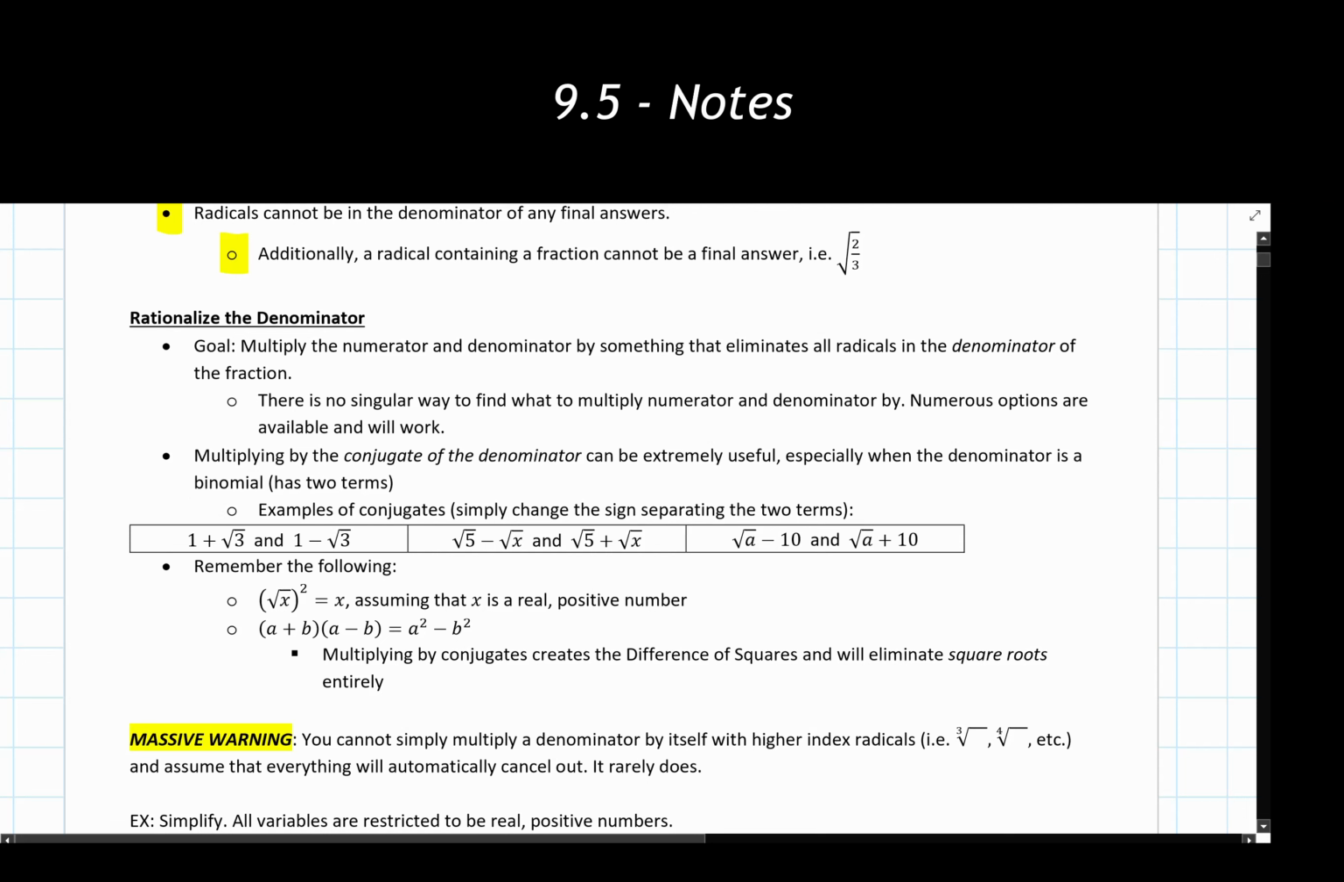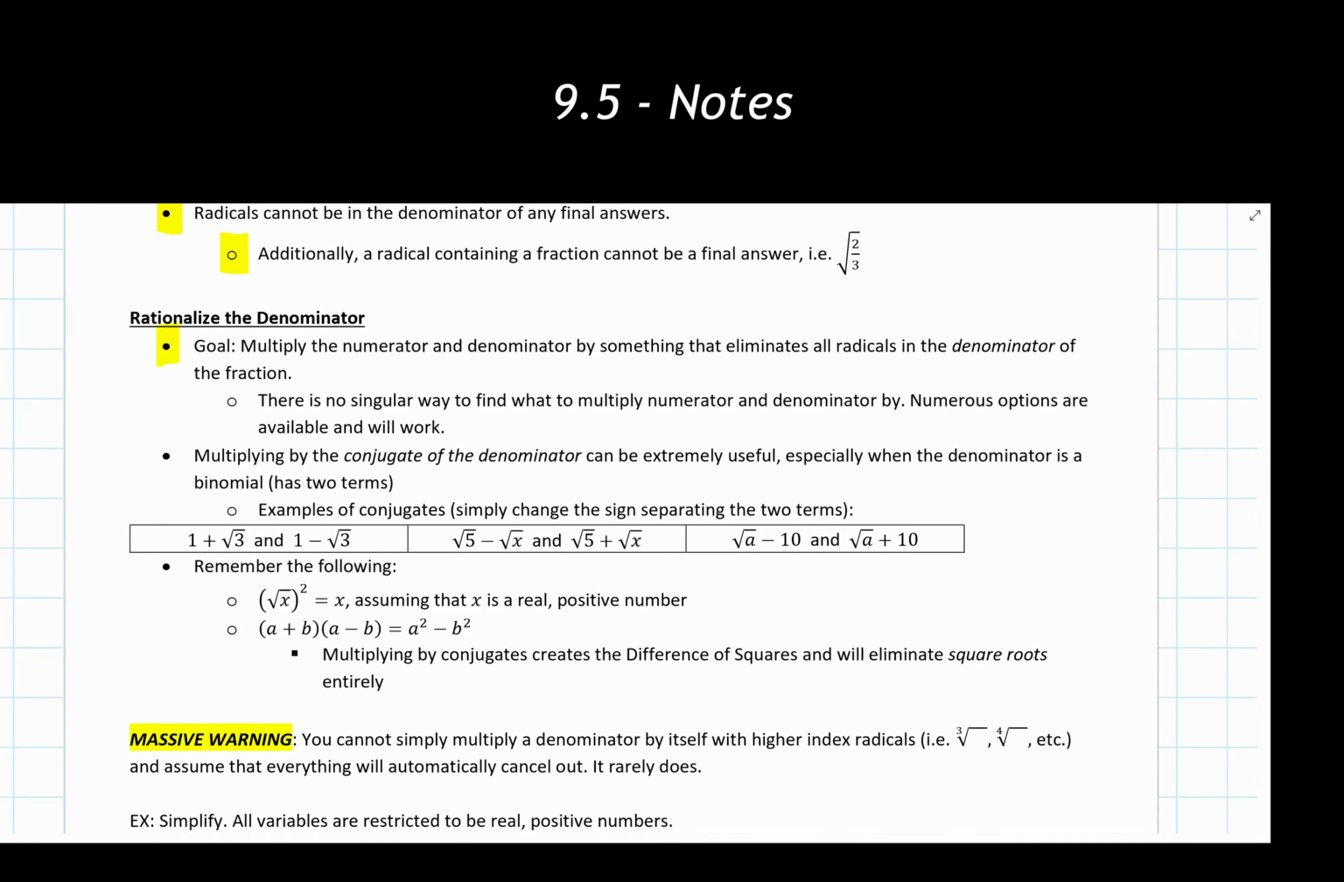Now the overall goal with this is to multiply the numerator and the denominator by something that, and this is the key part, eliminates all radicals in the denominator of the fraction. We are perfectly happy with having a radical in the numerator of an answer, but we can't have a radical in the denominator. So we specifically need to cancel out and eliminate radicals in the denominator of a fraction.